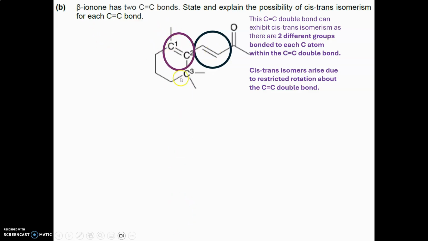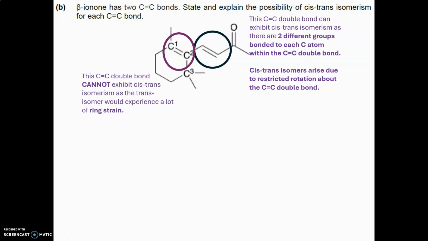Next, we look at the C=C double bond in the ring. For alkenes or C=C double bonds in rings, cis-trans is generally not possible unless you hit a certain ring size. And why? Because for this double bond to exhibit cis-trans, the ring will have to twist in a way that causes significant ring strain. So the key phrase here is ring strain. Due to the phenomenon of ring strain, this double bond is unable to exhibit cis-trans isomerism.